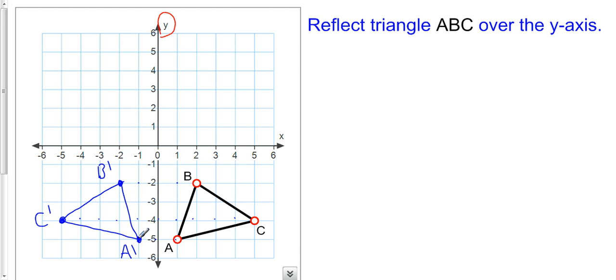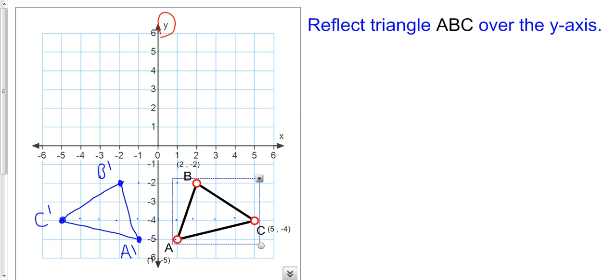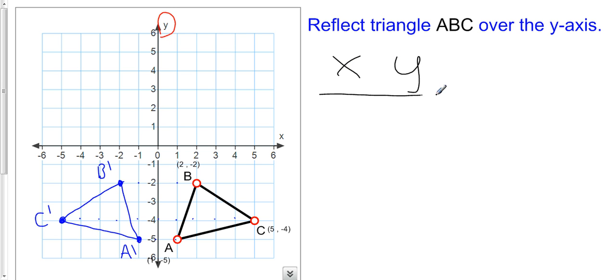over the y-axis. But let's for a second have a look at what our coordinates are, because this isn't the only way that we can do this. If I click on this image right here, I can actually show the vertex points. If I make a table of values real quick, for my original triangle, I have the point A, which is 1, negative 5. I have the point B, which is 2, negative 2. And I have the point C, which is 5, negative 4.